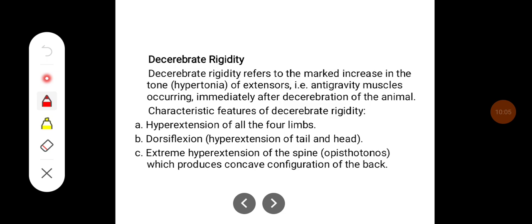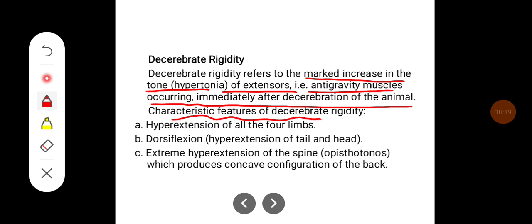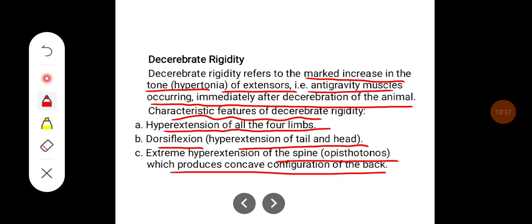Decerebrate rigidity refers to the marked increase in the tone of extensors, that is anti-gravity muscles, occurring immediately after decerebration of the animal. The characteristic feature of decerebrate rigidity is hyperextension of all four limbs. There is dorsiflexion, that is hyperextension, of the tail and head, and extreme hyperextension of the spine, that is opisthotonus position, which produces the concave configuration of the back.